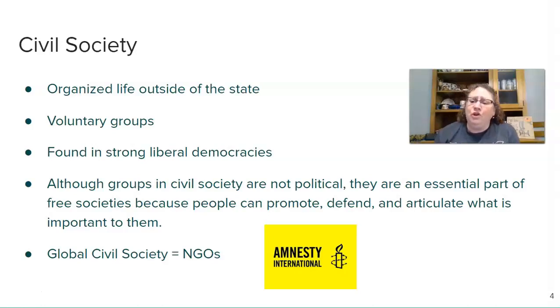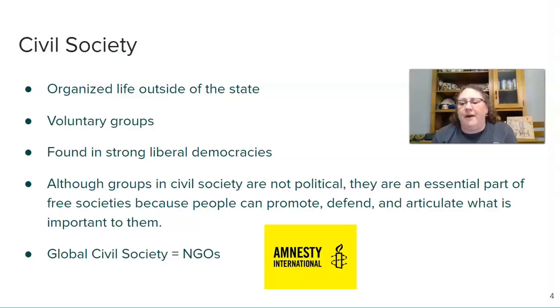So the stronger liberal democracy that you have, then we're going to see civil society there. So you think about the United States, which I know is not a CG6 country, but most of you are very familiar with the United States government. A lot of you pair this course with U.S. government, so it makes a nice comparison as well. United States is a very strong liberal democracy. We have a very active civil society, okay?